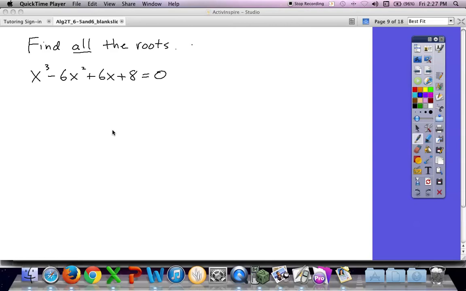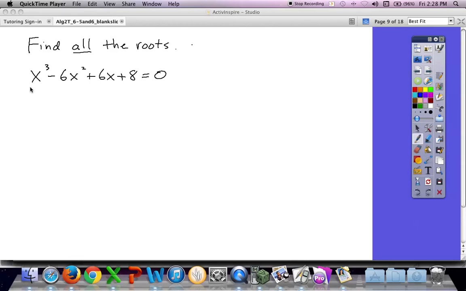The problem says, find all the roots. That means not just the rational roots, not just the real roots, but all the roots, whatever they are. If we did the rational root theorem, you would say they could be the factors of 8 divided by the factors of 1, which is the factors of 8: 1, 2, 4, and 8, plus and minus. That's 8 numbers to check. Generally, we're not going to do that.